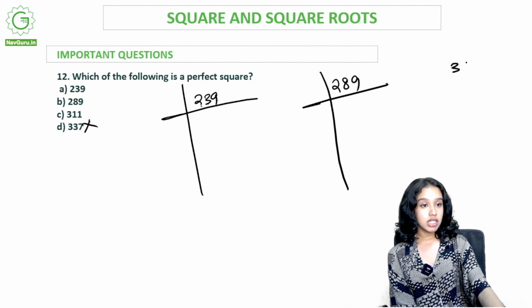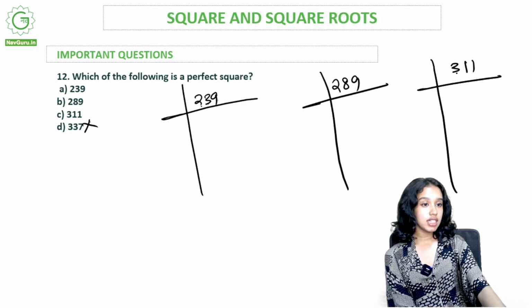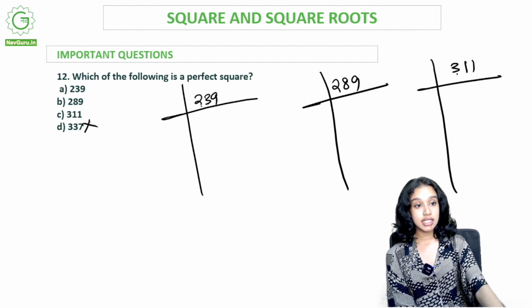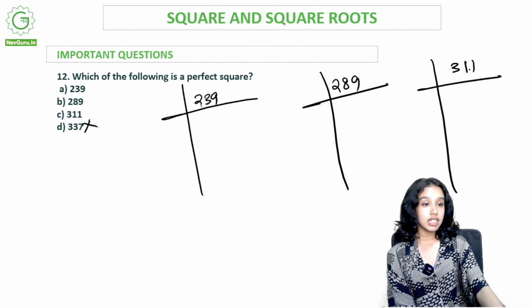What about 311? Does it have 2? No. 3, no. 5, again no. So 6 doesn't matter. 7, 4 sevens are 28. 31, no, it again doesn't.